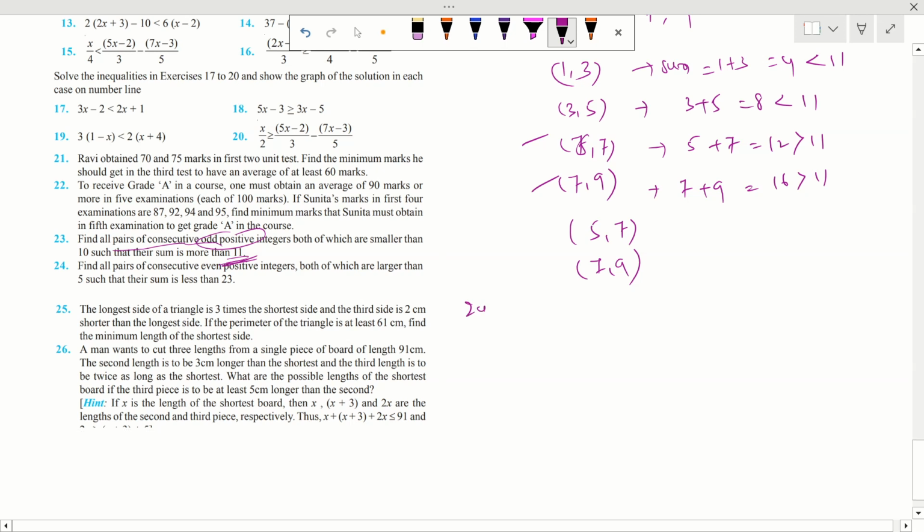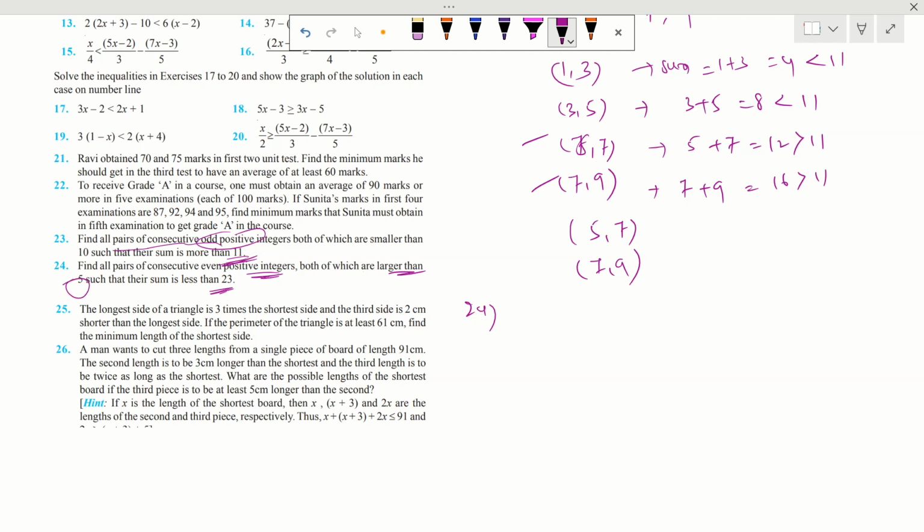So we write here 24. So 24 is also a similar problem. Here we have to write even positive numbers, both of which are larger than 5, such that their sum is less than 23. And here we have to write even numbers which are greater than 5.